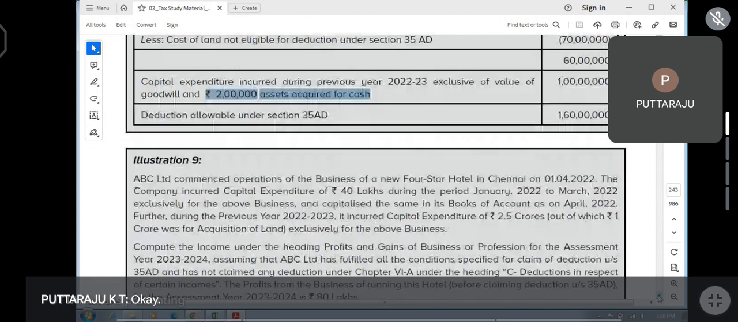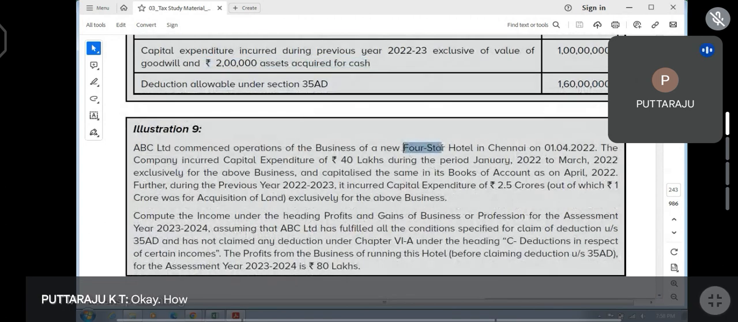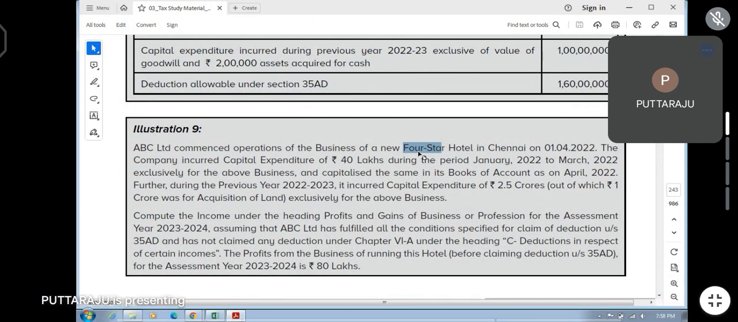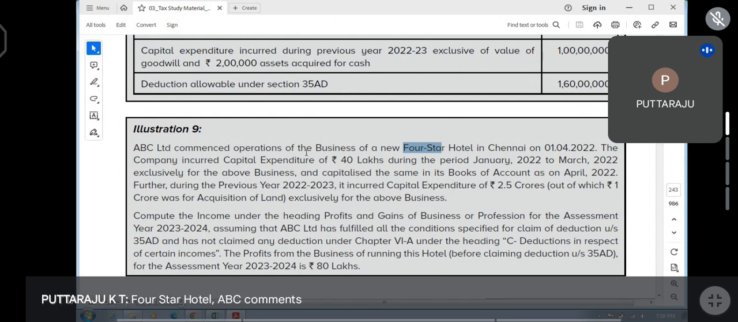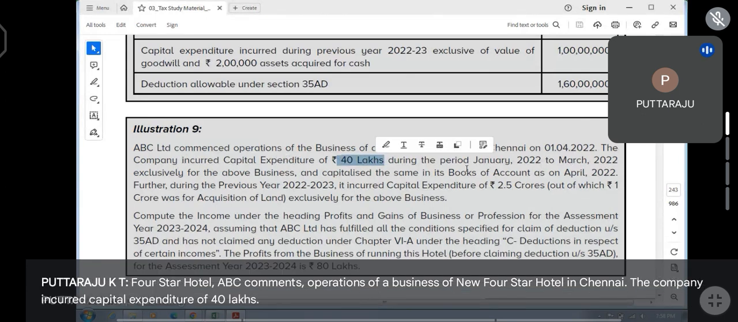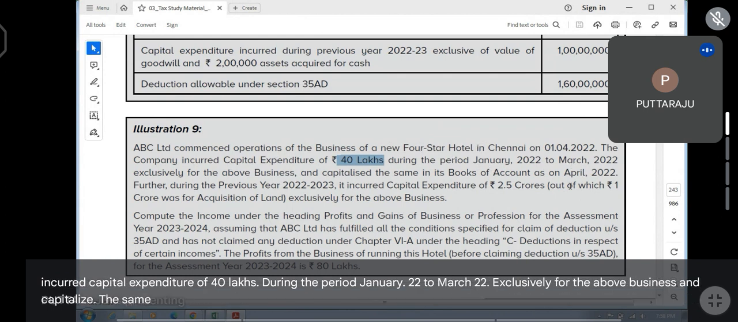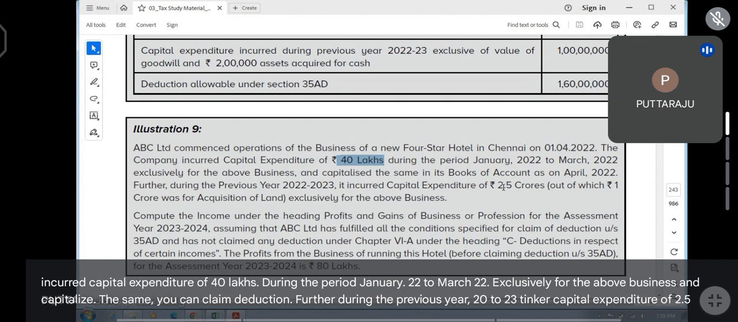Okay. How many star hotel? 4-star hotel. ABC commenced operations of a business of a new 4-star hotel in Chennai. The company incurred capital expenditure of 40 lakhs during the period January 22 to March 22 exclusively for the above business and capitalized the same. You can claim deduction. Further, during the previous year 22-23, it incurred capital expenditure of 2.5 crores.